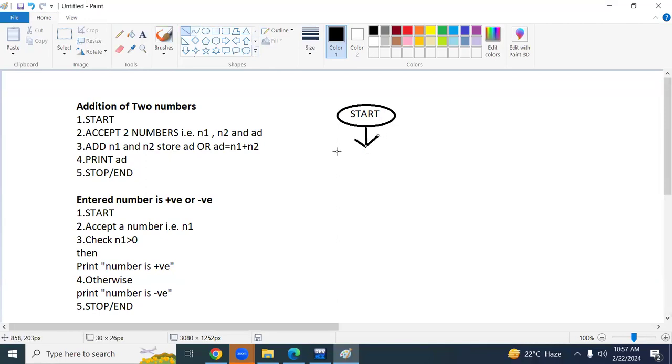The next one, what is it? You tell me which shape I have to use right now for accepting two numbers, input or output? Is it input or output? First of all, tell me. Yes, it's an input. So which shape do I have to use for input and output? Yes, very good. Parallelogram. So I need to draw a parallelogram here. Very good.